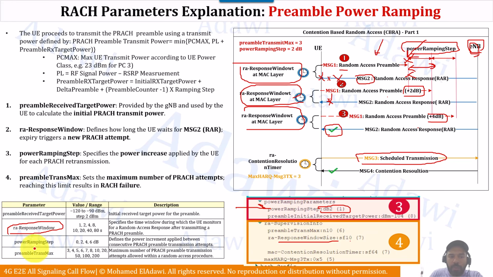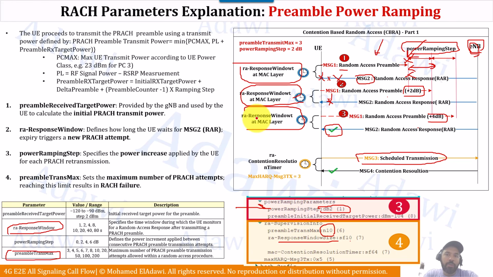which is called preamble transmit maximum, this one, which, if you look into the draft test, is set to 10. This means that message 1 can be transmitted by this particular user for 10 times. If there is a failure, the user will try the attempt for 10 times. If it fails for the 10th time, this means radio link failure will be initiated, and the user will go to idle mode. He cannot get uplink synchronization.